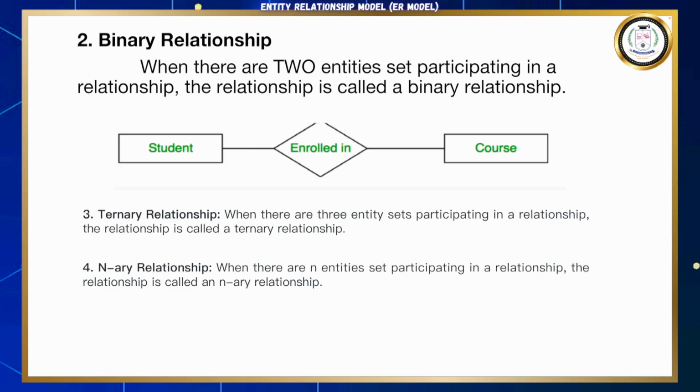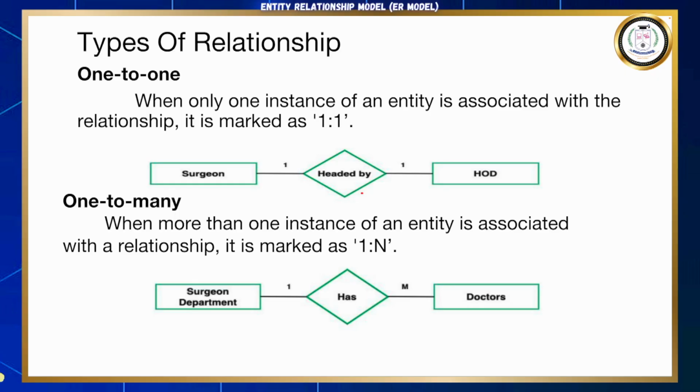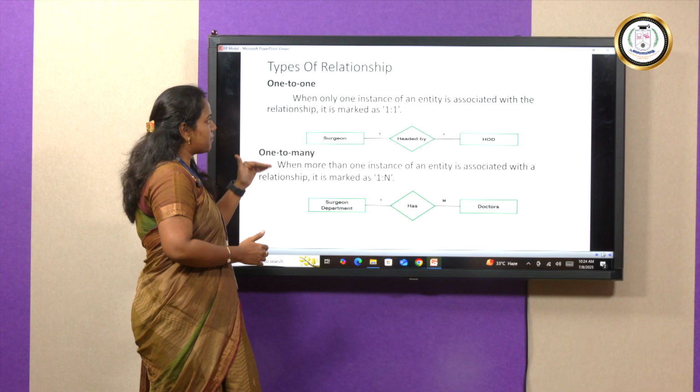If more than three entities are participating in a relationship, that is said to be an n-ary relationship. Next one is types of relationship. Under types of relationship, we need to determine whether it comes under any one of the relationship types.